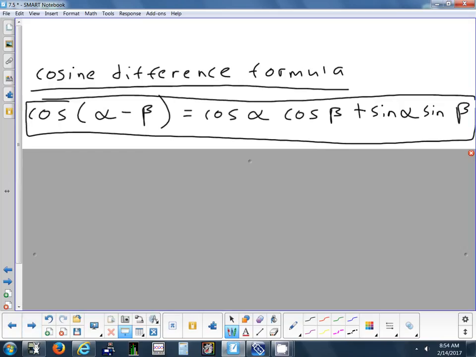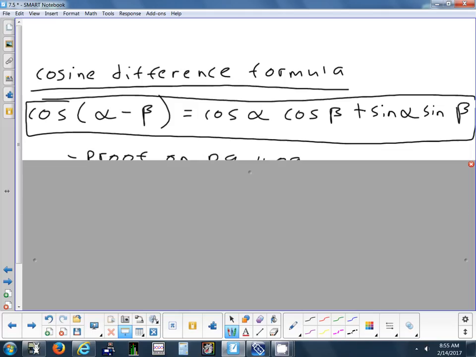I'm actually not going to start out with the sine one. I'm going to start out with the cosine one. And this is the cosine of a difference. Alpha and beta would be 2 angles. You could pick any 2 numbers. And if you want the cosine of alpha minus beta, this is what it comes out to: cosine alpha cosine beta plus sine alpha sine beta. At first you might wonder why you would take something like this and rewrite it like that. I'll show you in a second why we do that.